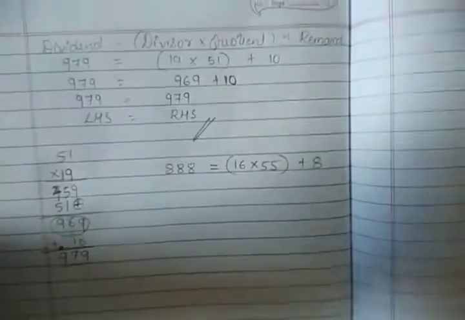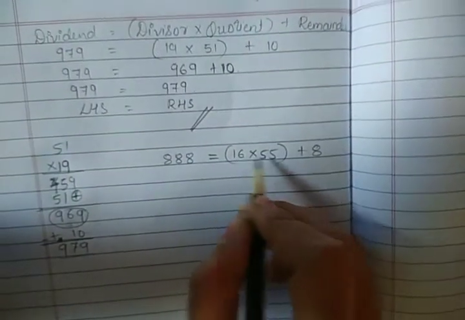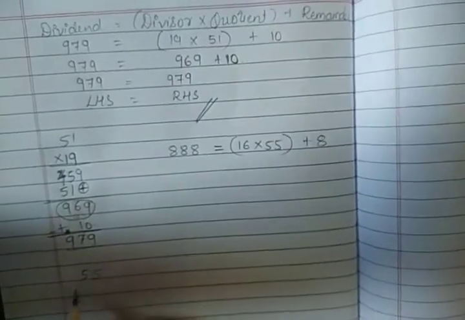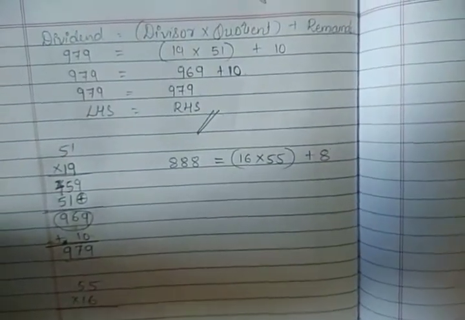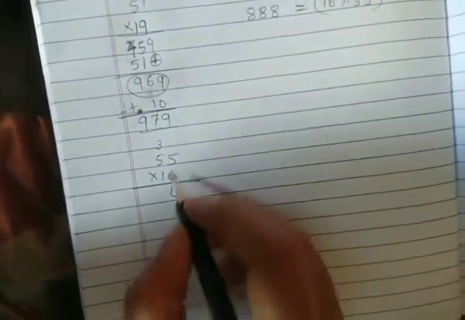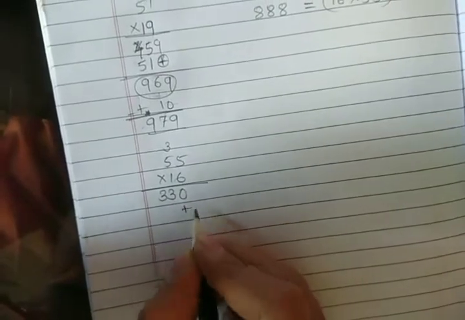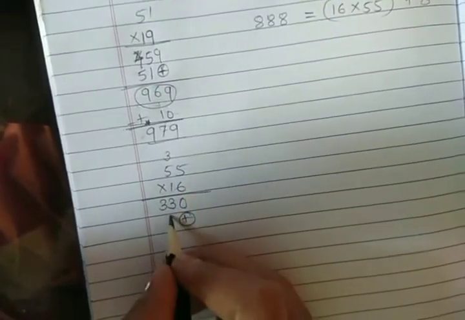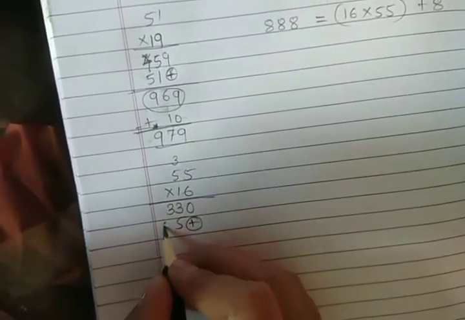Okay, now solve. The bracket we need to solve first, that is 55 multiplied by 16, we will do first. 6 5s are 30 here. Then 6 5s are again 30. 30 plus these 3 is 33, plus 1 5 is 5 and 1 5 is 5 again.